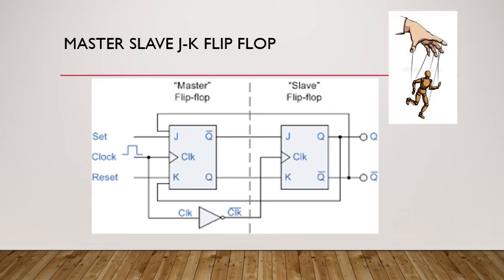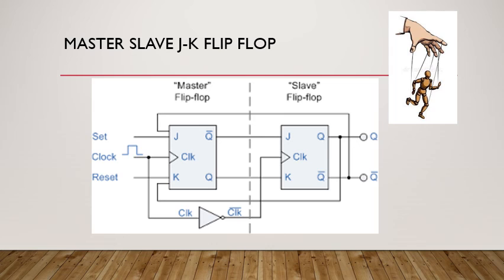Next, we see the master-slave JK flip-flop. As you can see, there are two JK flip-flops employed here. First one is the master flip-flop. Second one is the slave flip-flop. Now, you can clearly observe that the clock of the master flip-flop is complemented to give clock bar, which is provided to the slave flip-flop. So both the flip-flops have complemented clock signals.